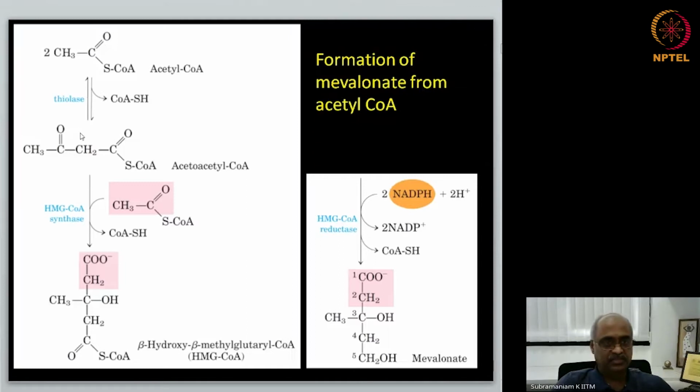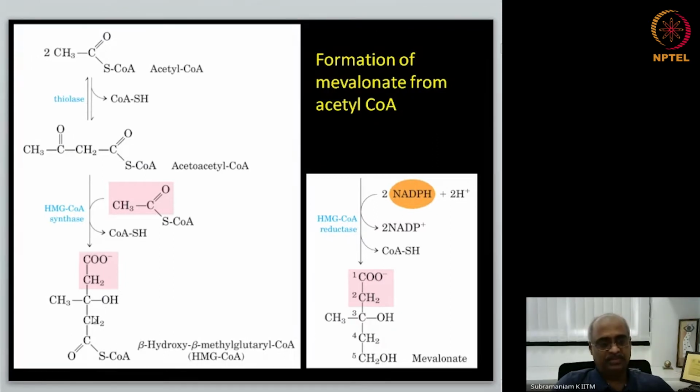Here the reverse of this combines 2 acetyl-CoA, releasing 1 coenzyme A, and the free energy available from the thioester hydrolysis itself is enough for this condensation, forming acetoacetyl-CoA. And this acetoacetyl-CoA combines with another acetyl-CoA. So we have consumed 3 molecules, producing 1 6-carbon molecule, HMG-CoA.